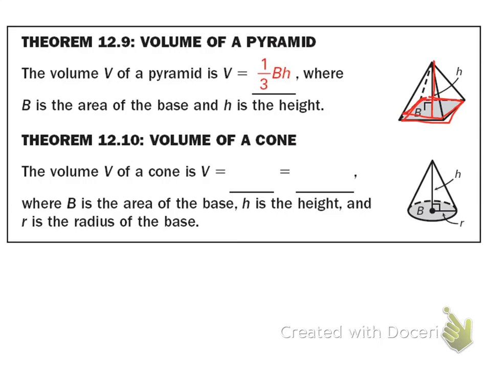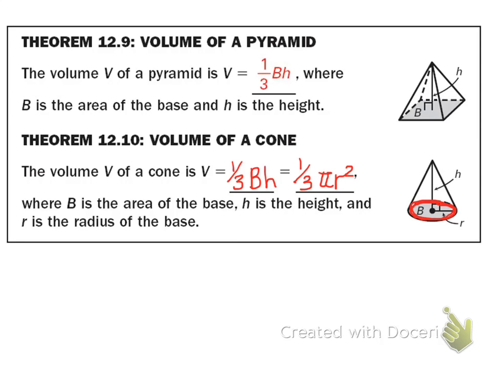Alright, let's look at the cone. Cone's very similar to this. A cone also only has one base. The difference between a cone and a pyramid is a cone always has a circular base. So you're still going to find the area of that base. You're going to multiply 1/3 times the area of the base times the height, but in a cone that base is always a circle. So think about how you find the area of a circle. To find the area of a circle, it's always pi times the radius squared.